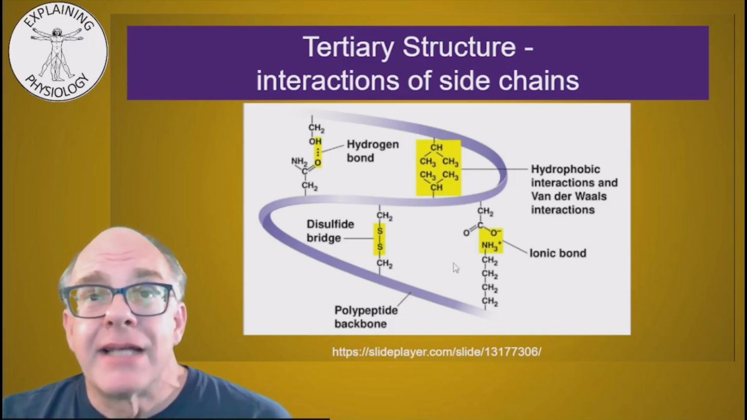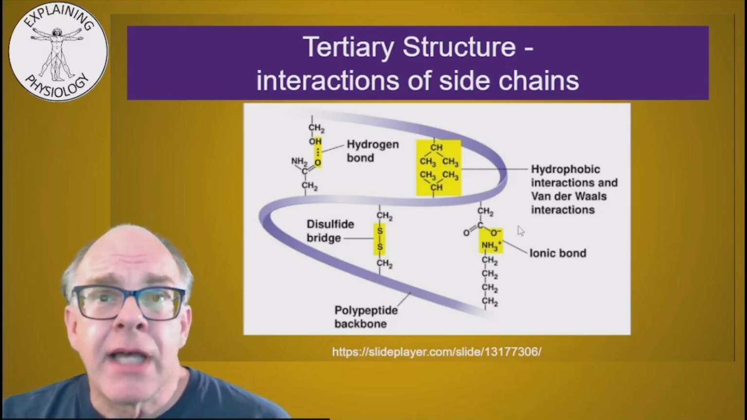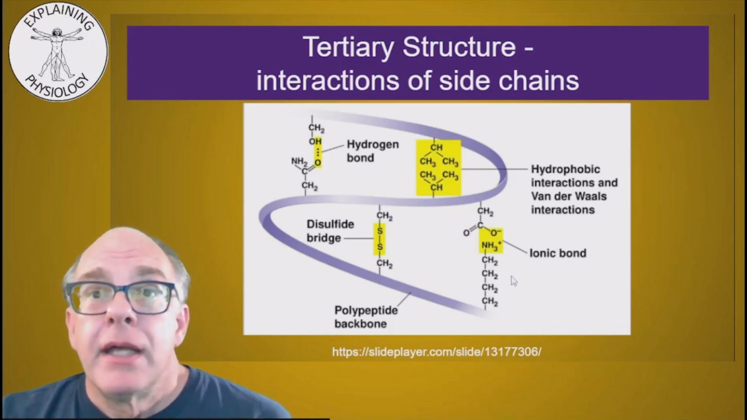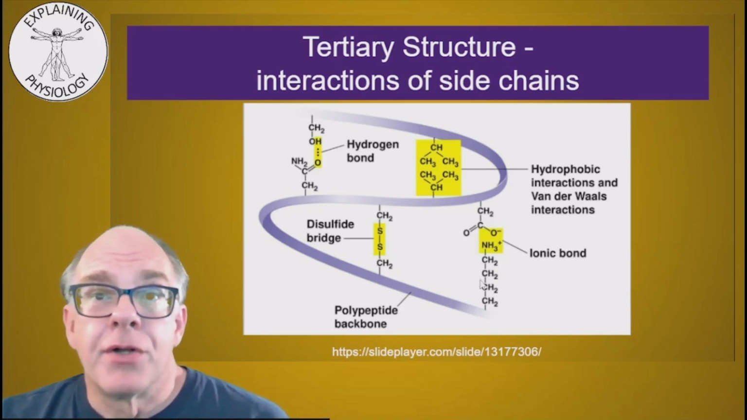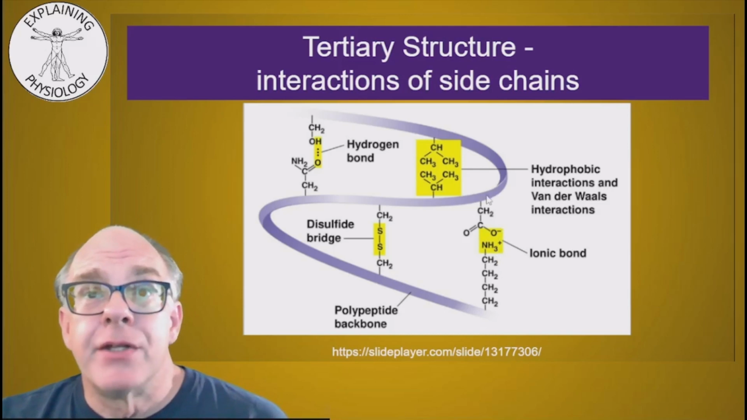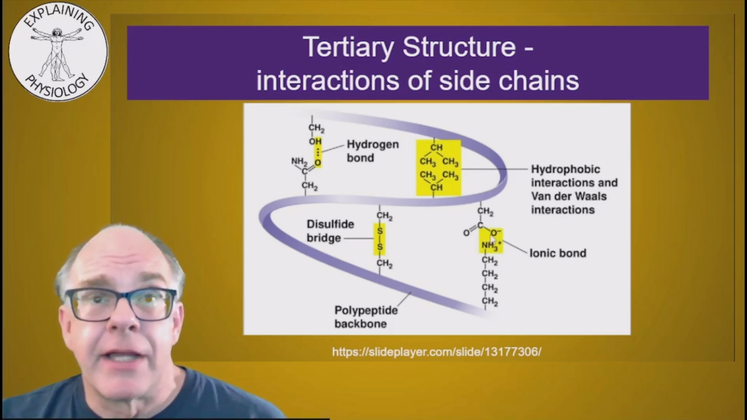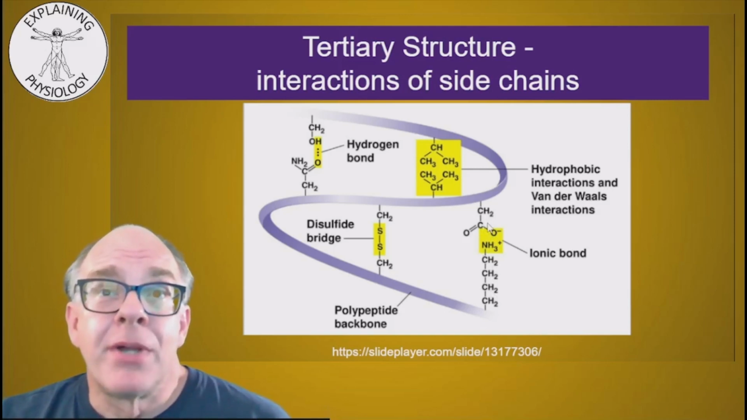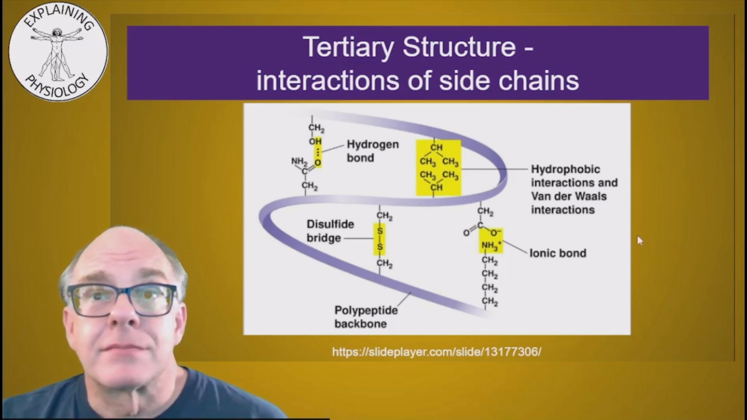And then finally, the last example looking at interactions of these side chains would be an ionic bond. And so we would have a positively charged residue group, a positively charged amino acid, being attracted to a negative charged side group, a negatively charged amino acid, forming, again, some structural stability to the tertiary structure of this polypeptide.